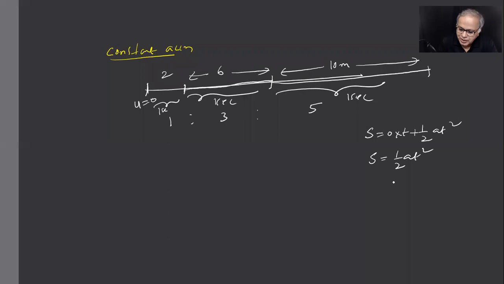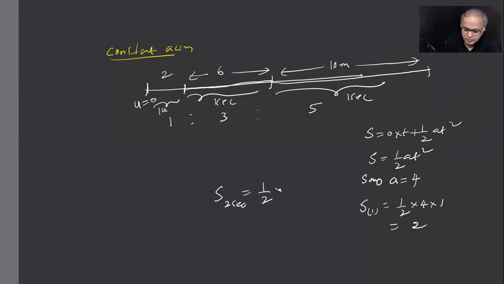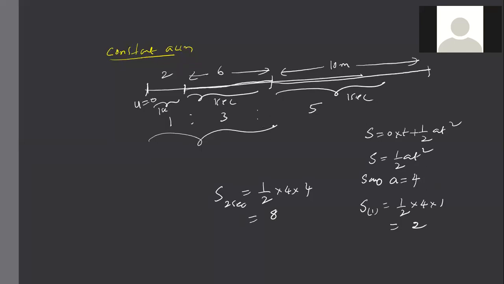Now, for example, a equals 4, children. So what will be S in 1 second? Half into 4 into 1 squared. How much is it? 2. S in 2 seconds will be how much, children? Half into 4 into 4, since 2 squared is 4. So how much is this? 8. So look, from here to here 2, from here to here 8. So just here it is 6. Do you follow? This whole thing is 8. 8 minus 2 is 6, in the next second.